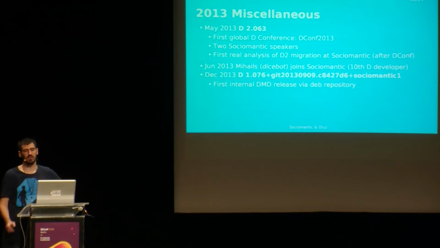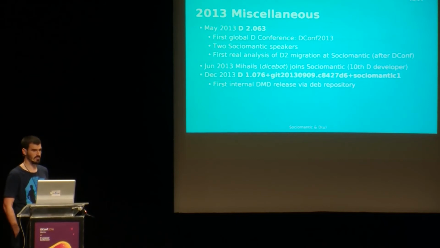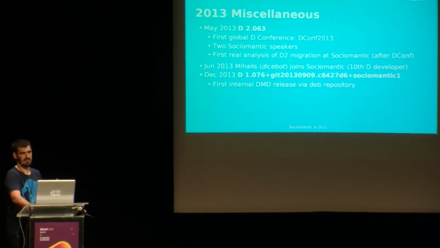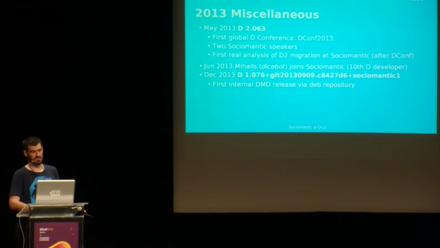So in December, we had the first more serious internal D1 release. This is the short version number, if you want to read it. So basically, it was at least like a Debian package. It was not like back then, when every developer had a different DMD version, just downloaded it manually and installed it. So this is when we started to get a little bit more serious about internal releases.